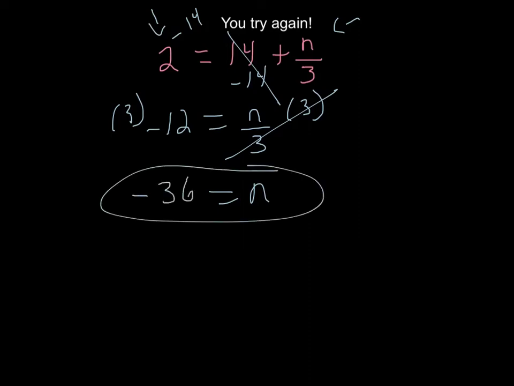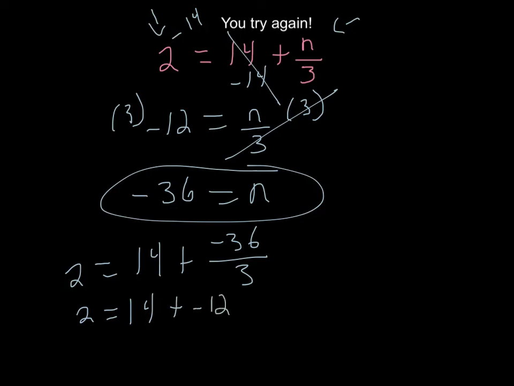We can check our answer by plugging it in. So 2 equals 14 plus negative 36 over 3. Well, negative 36 divided by 3 is actually negative 12, plus negative 12, which when you look at it just becomes 2 equals 14 minus 12. 14 minus 12 is just 2, so 2 is 2.